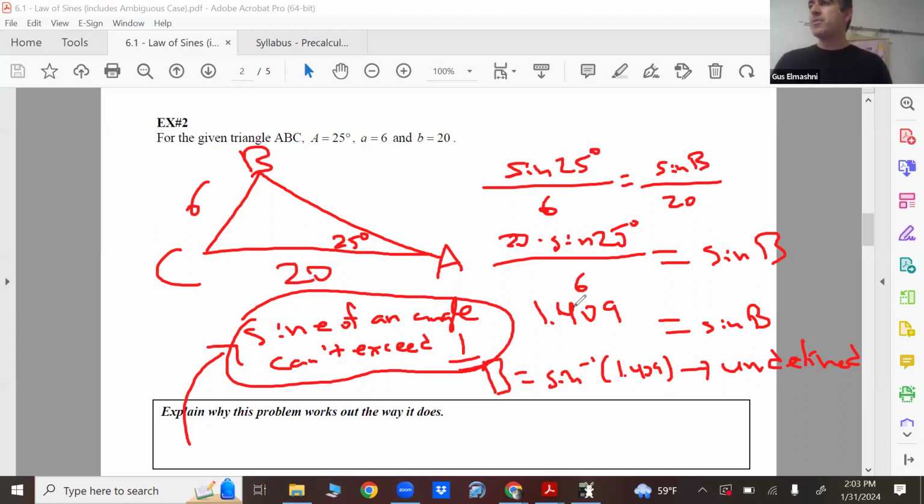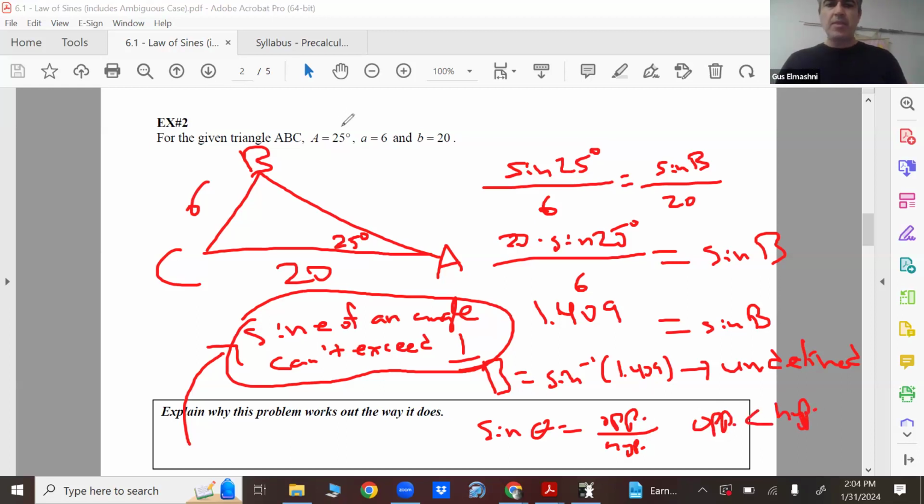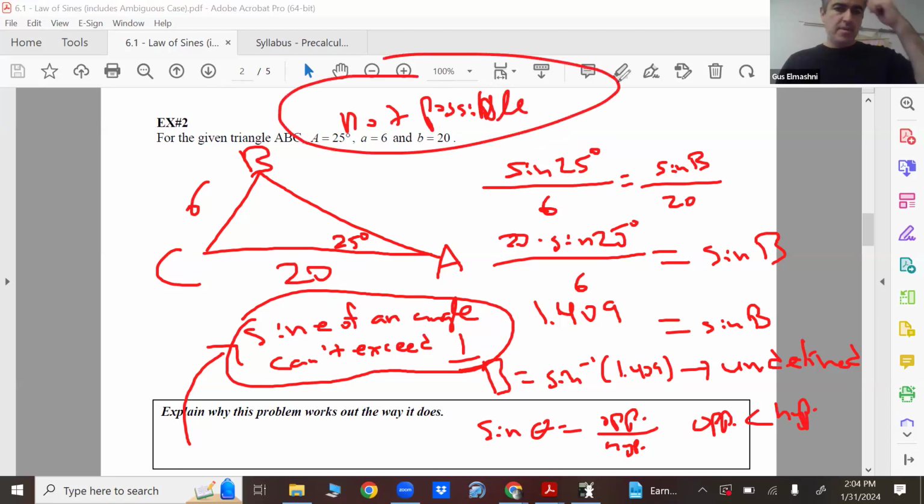What is sine? It's opposite over hypotenuse, right? Because remember, sine of an angle is opposite over hypotenuse. So if that fraction equals 1.4, then what you're telling me is that the opposite side is bigger than the hypotenuse, which can't happen, right? So again, this is not possible. You have no situation, it's not possible. All right. I was hoping it would work out nicely, but I guess not.